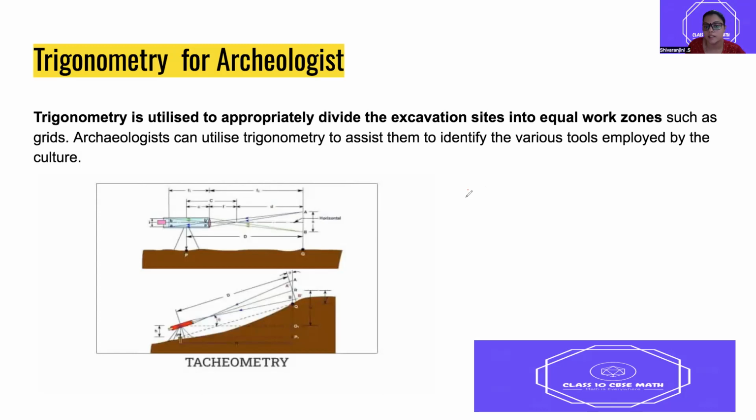Earlier they were manually calculating. Today, because of the tech advancement, they are using this instrument called tacheometry, where you can see there are right angle triangles applied, right? This is something that even civil engineers use. This is one of their surveying tools.